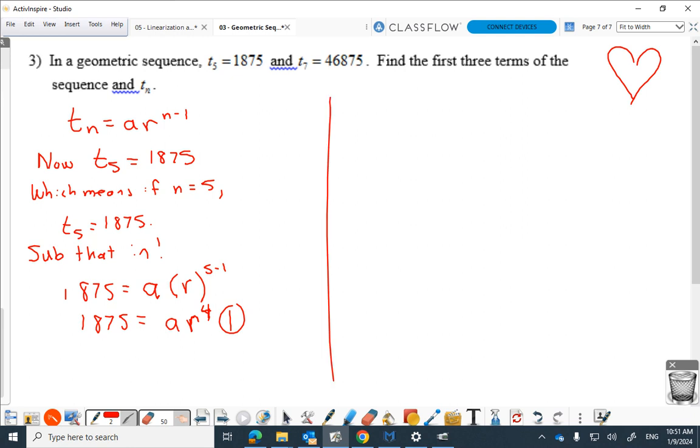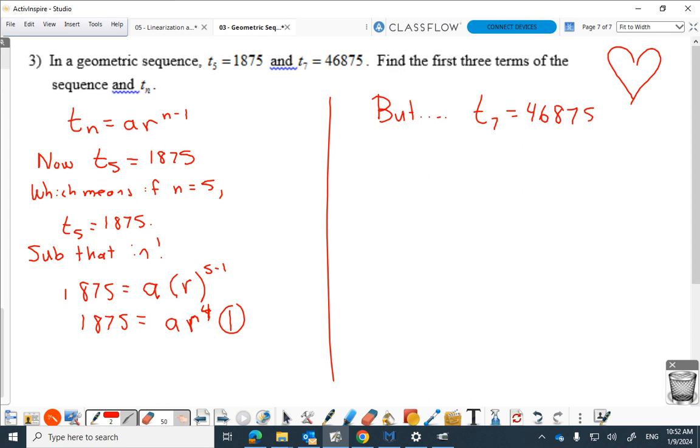Nobody can solve that. Mr. Todd cannot solve. I don't know what A and R is when I'm looking at two variables, one equation. A and R could be a lot of different things. But T7 equals 46,875. They gave me other information.